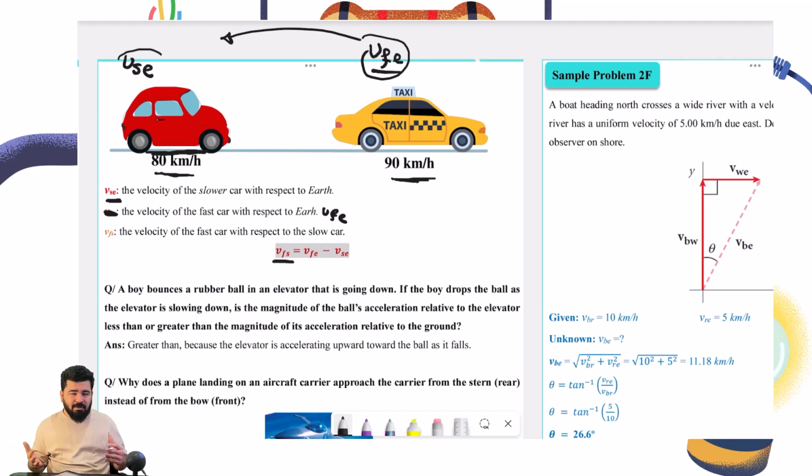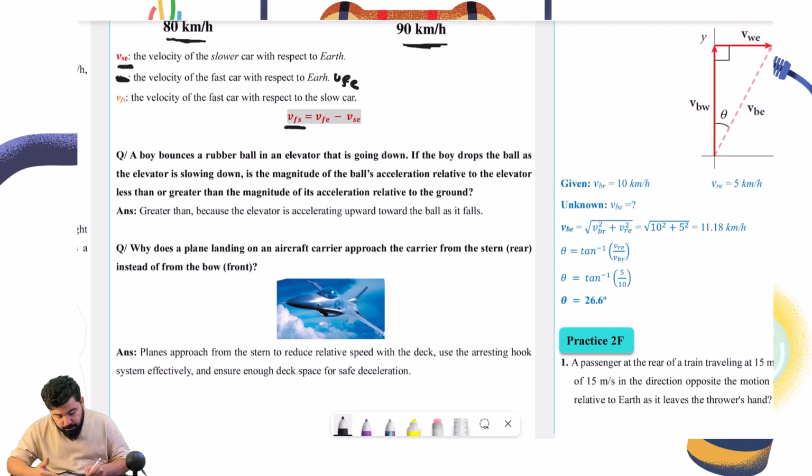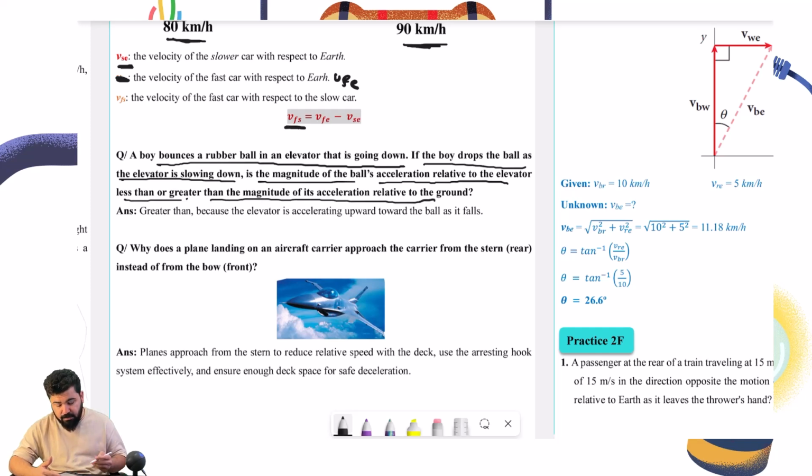You don't have to overcomplicate things. These are different examples. It says a boy bounces a rubber band in an elevator that is going down. If the boy drops the ball as the elevator is slowing down, is the magnitude of the ball's acceleration relative to the elevator less than or greater than the magnitude of the acceleration relative to the ground?